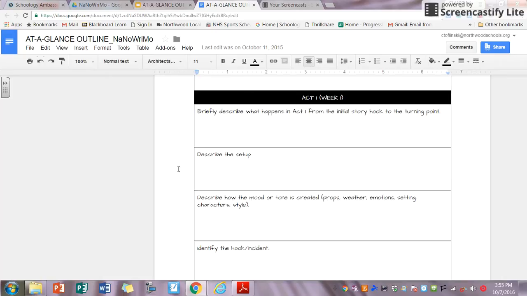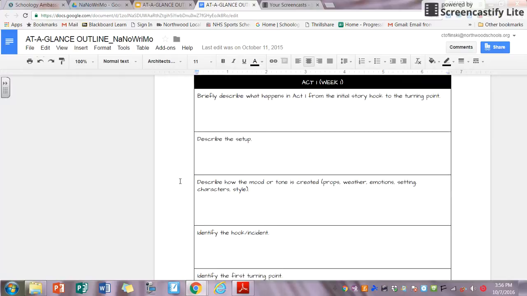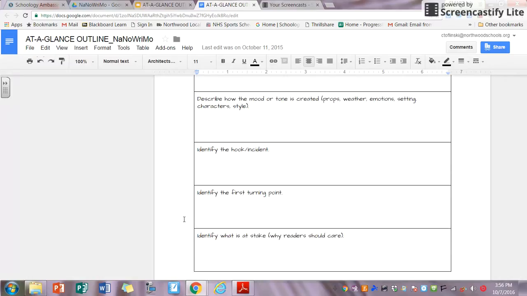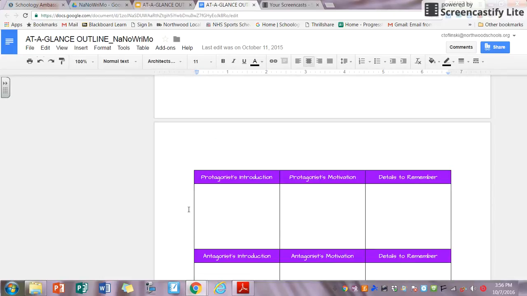But you'll see that Act 1, Week 1 is the first set of questions, and it wants you to describe what's going to happen in Act 1 from the initial story hook to some sort of turning point. Because remember, your story always needs to be moving forward. So what's the setup going to be? What is the mood and the tone going to be in the beginning? And then what's going to be some sort of hook or incident that's really going to get your reader interested in the book itself? What's the turning point going to be, and what is at stake for your character? Why should your reader care about what's happening with your character?